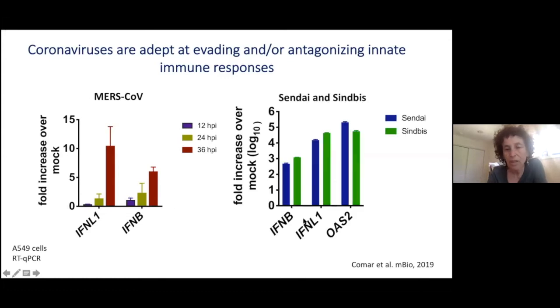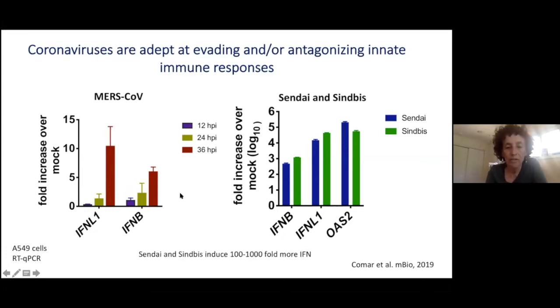And in contrast, here's the same kind of experiment with Sendai or Sindbis, two other RNA viruses in different classes, different families of virus. Interferon beta is induced, this is a log scale, this is a linear scale, about 1,000-fold, interferon lambda almost 100,000-fold, and OAS2 about 100,000-fold. So MERS and other coronaviruses are really, really good at restricting interferon-like responses.